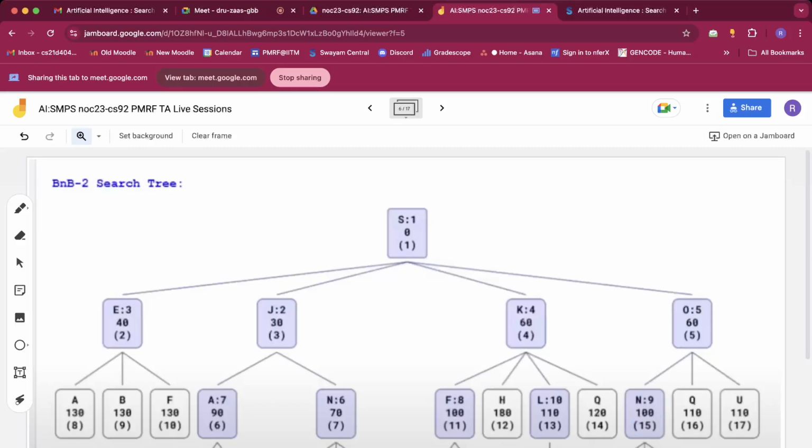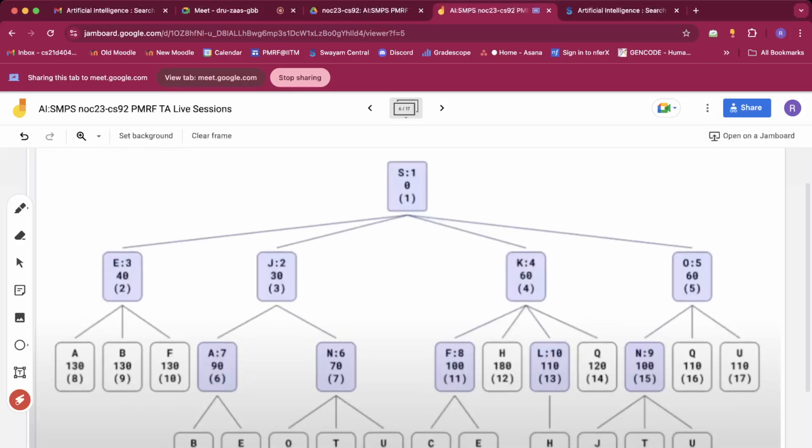Okay, so we started with S. We added the 4 children of S, or 4 nodes we could go to from S, which is E, J, K and O. Now out of all of these, J looked most promising, so we expanded J without S. So that gave us A and N. Now out of E, A, N, K and O, E looks most promising, right? So we expand E next, again without cyclic refinement, so we have only A, B and F.